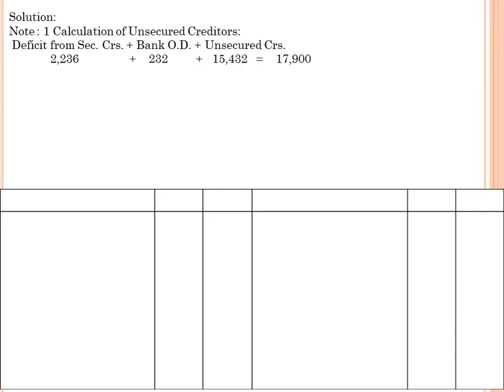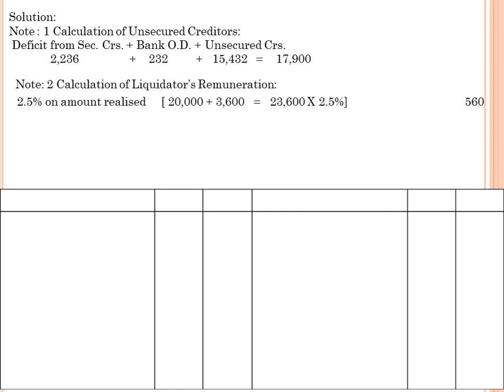Before you work out the liquidator final statement, find the working notes. I start with working note 1, calculation of unsecured creditors. The first is the deficit from secured creditors 2,236, bank overdraft 232, and the unsecured creditors given in liabilities 15,432, total 17,900. Working note 2, calculation of liquidator remuneration at 2.5% on the amount realized. Total assets realized 20,000 plus 3,600 for the secured creditors, altogether 23,600 into 2.5%, 590.